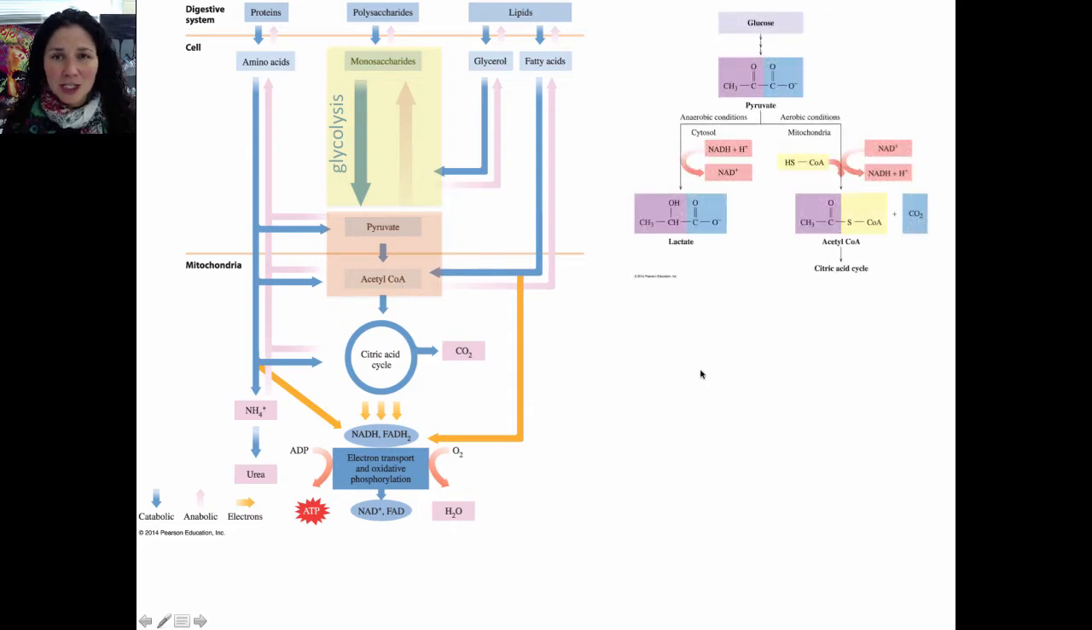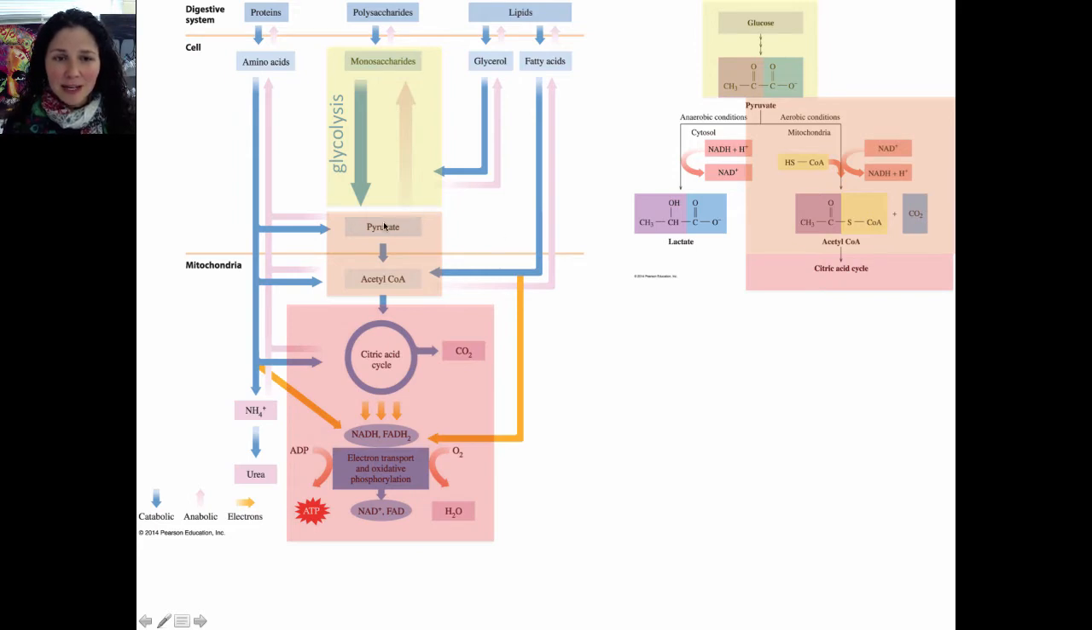There's another figure in your textbook that shows the overall scheme for converting pyruvate into acetyl-CoA or into lactate in the case of anaerobic metabolism. These two diagrams overlap. Glycolysis on this figure is represented by these arrows, and the conversion of pyruvate to acetyl-CoA is represented by this part of the figure here. In this activity, we're going to focus on the citric acid cycle.